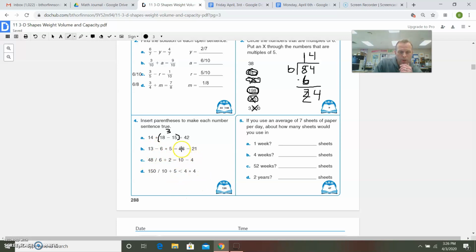This one, you can go ahead and do this side. Okay, 56 minus 21. Okay, so 56 minus 21 is 35. You write that answer out on the side. So we got to get to 35. Well, on this side, we're going to put parentheses here and there. So 13 minus 6 is 7. 7 times 5 is 35.